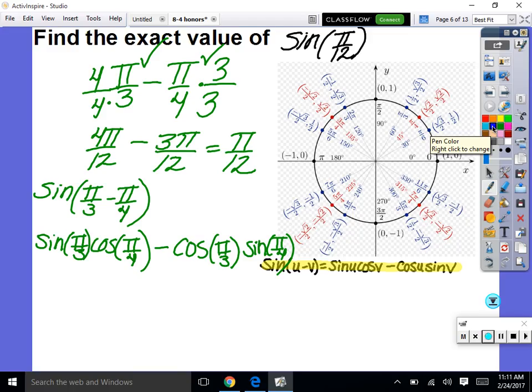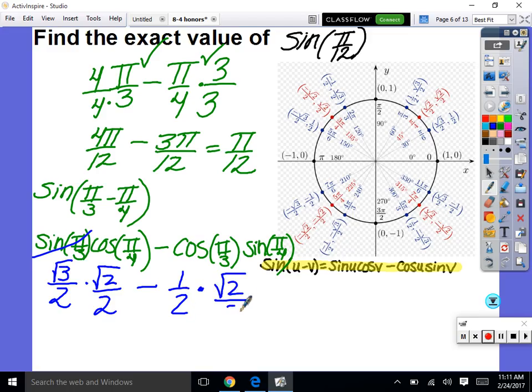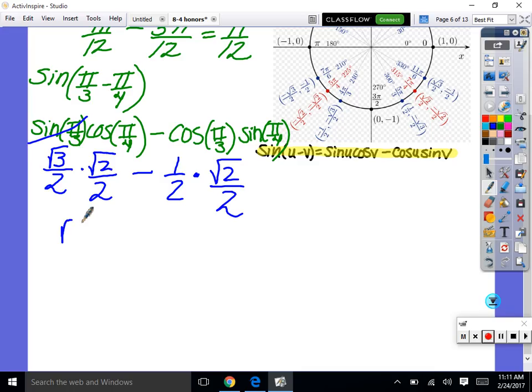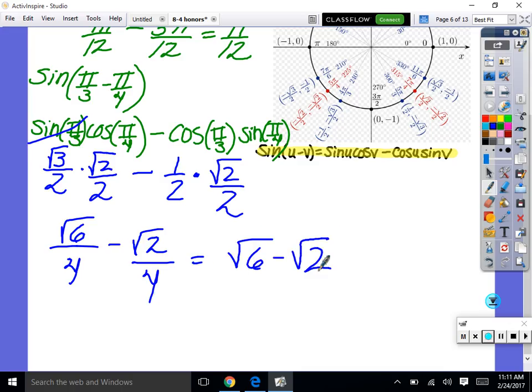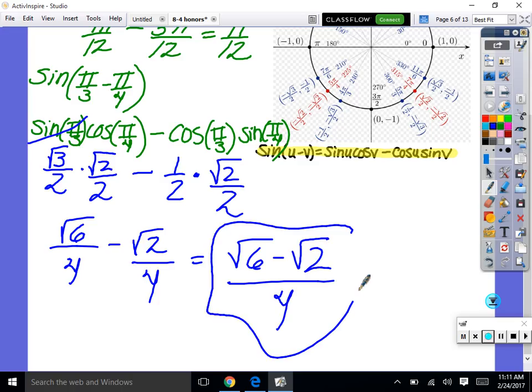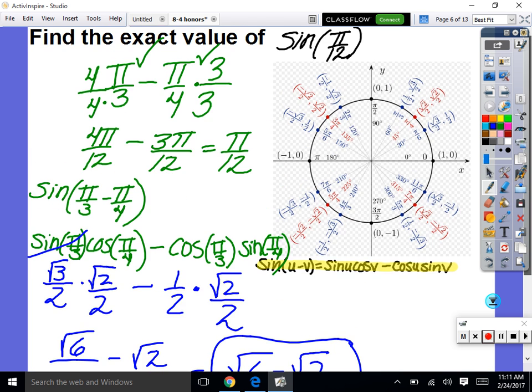So sine of pi 3rds is root 3 over 2. Cosine of pi 4ths is root 2 over 2. Minus cosine of pi 3rds is 1/2. Times sine of pi 4ths is root 2 over 2, and now we're finding exact values rather than an approximate value. Root 6 over 4 minus root 2 over 4, I'm multiplying straight across, so we get root 6 minus root 2 all over 4. Yep, it is the exact same thing. But it was just a different way of looking at it. It was in radians rather than in degrees.